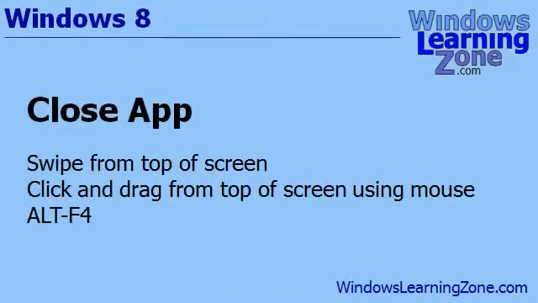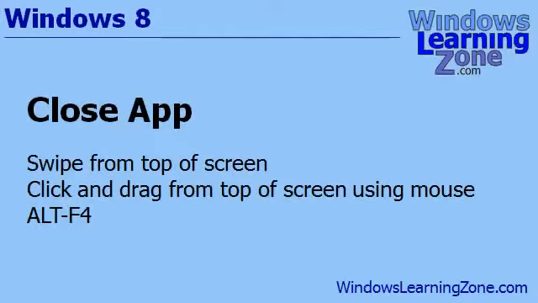You can swipe from the top of the screen if you're using a touch device, or you can click and drag from the top of the screen using the mouse. Remember, bring it up until you see that hand, and then click and drag it down. Or, my favorite method, Alt F4. Hold down the Alt key, and then press the F4 function key on your keyboard. Alt F4. That closes a program.